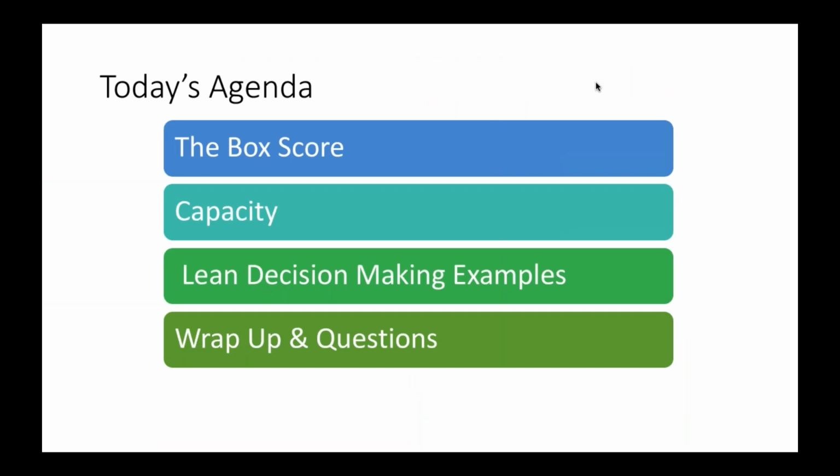So today what we're going to do is review the fundamentals of the box score, and then we'll talk about value stream capacity for a few minutes. The majority of the session will be looking at lean decision-making examples, how you use the box score to make good decisions in lean companies. And then we'll wrap up with questions at the end. And please submit all your questions in the chat panel.